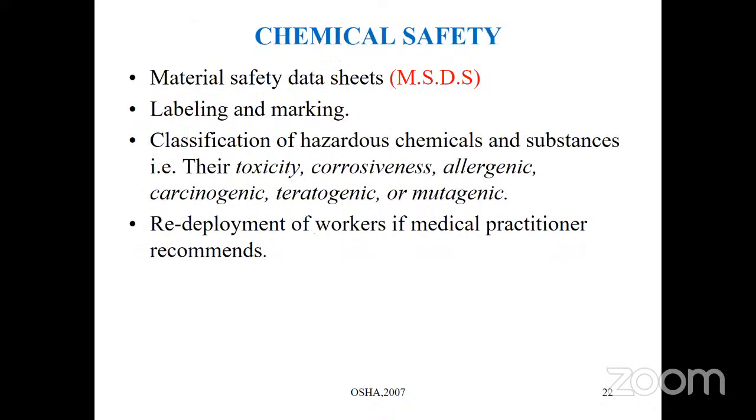And then you have chemical safety. Material safety data sheet. This is like a leaflet that usually has information concerning the chemicals. It usually gives us the safety precautions and emergency procedures they're supposed to follow in case it becomes hazardous to the person in contact. And then it's supposed to be labeled and marked well.